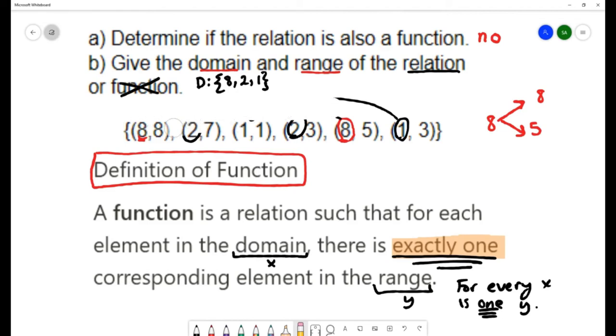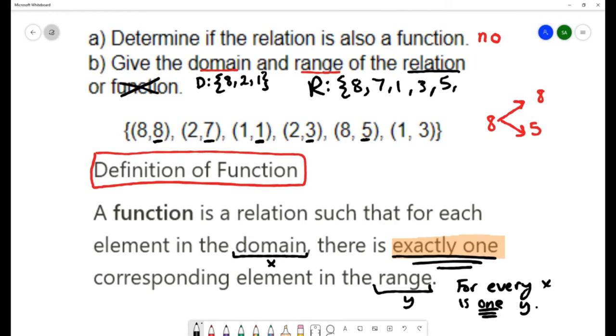And then we want to write the range, and the range is the set of all y-coordinates, second coordinates. So for our range, we have an 8. I'm using curly braces, and the items in the set are separated by commas. We have an 8, then a 7, a 1, 3, a 5, and then I have a 3 that's repeated, so I don't need to write that 3 again. And I'll close it with the curly braces. So that's the domain and range of this relation, and the relation is not a function.